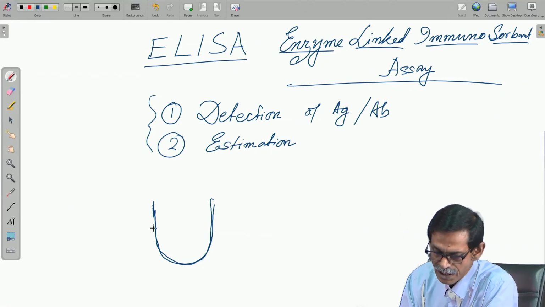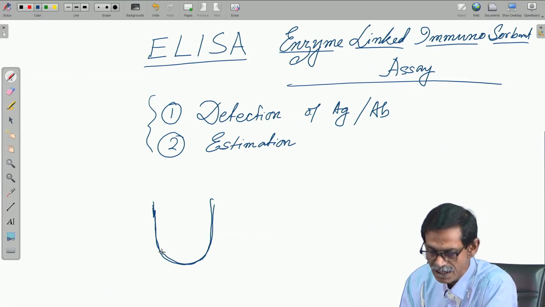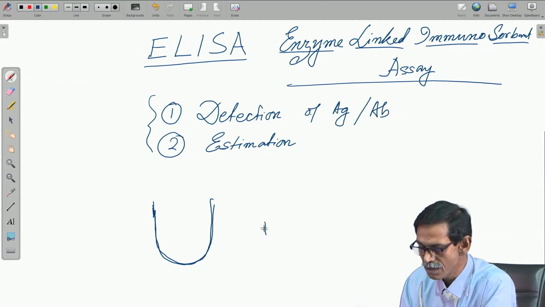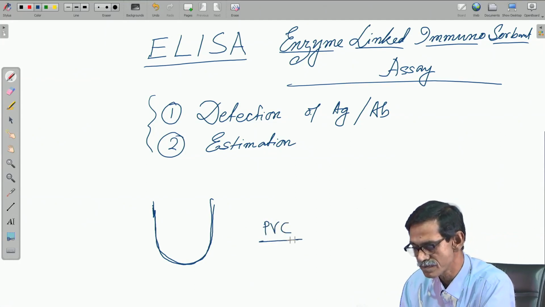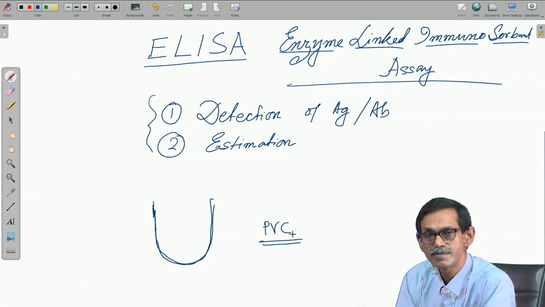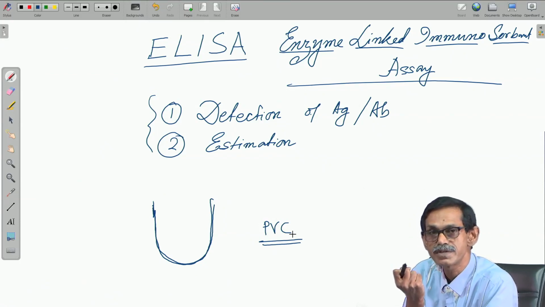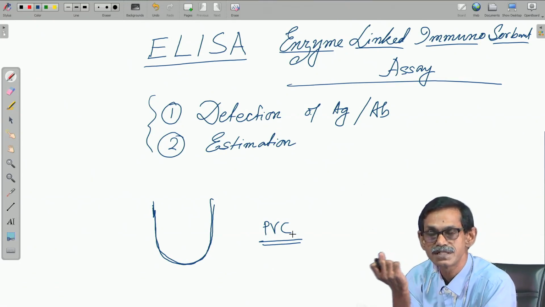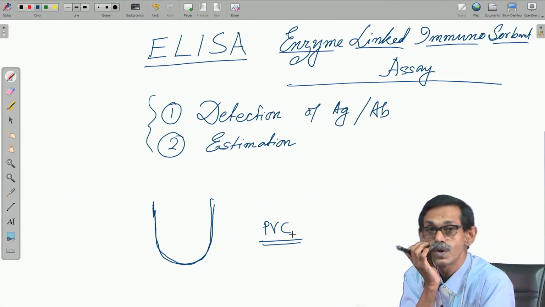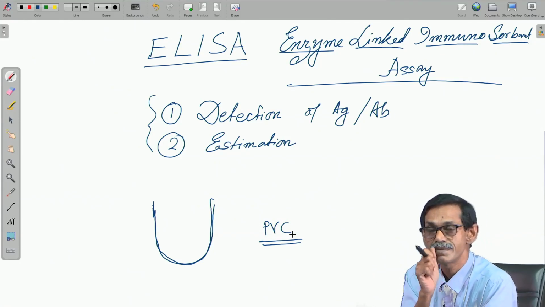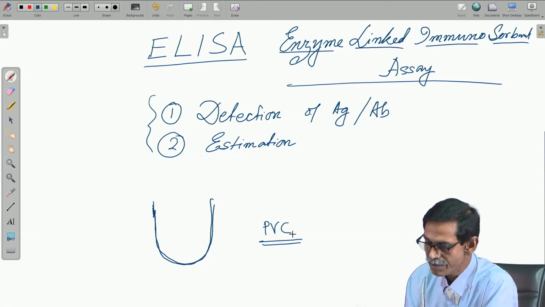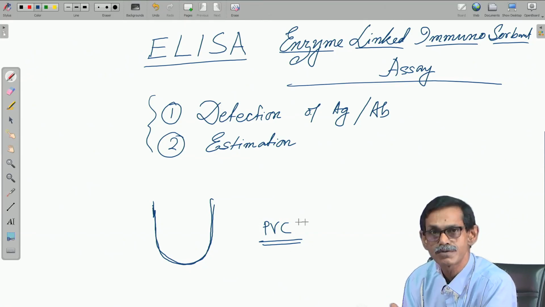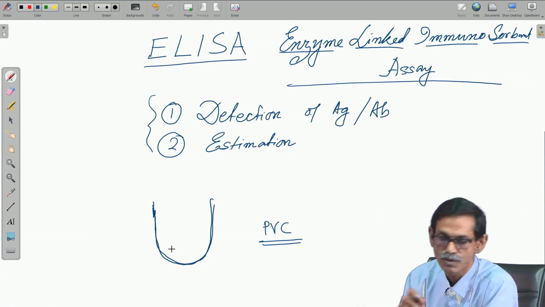In the case of ELISA, the well bottom or the wall of the well is coated with polyvinyl chloride. What is the purpose of this polyvinyl chloride? Because it can adsorb protein, because you know the antigen we are working with is mostly protein, and antibody is definitely a protein. So, what is the role of PVC? Antigen and antibody can attach to it or adsorb onto it. So, what do we do?